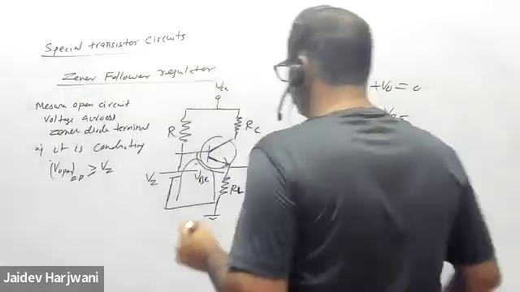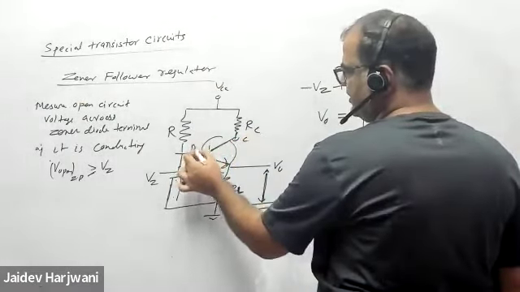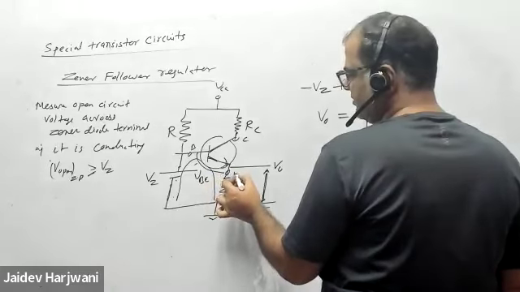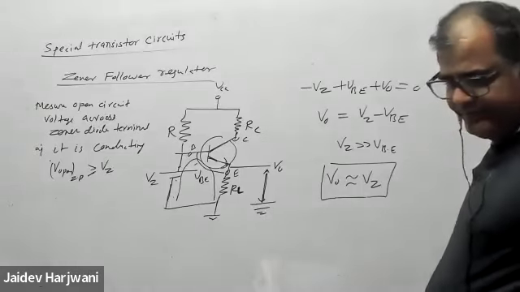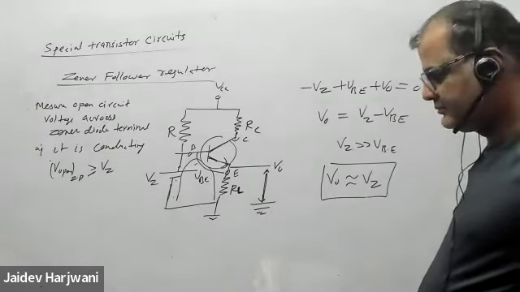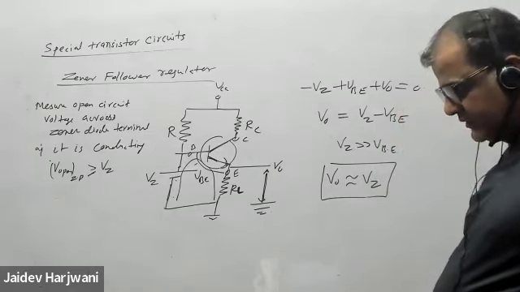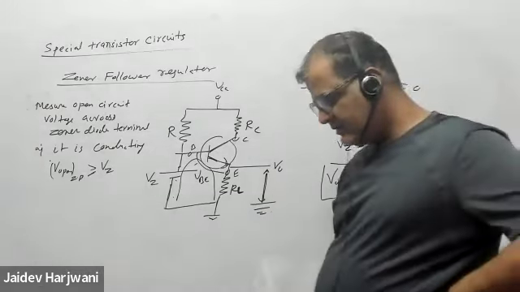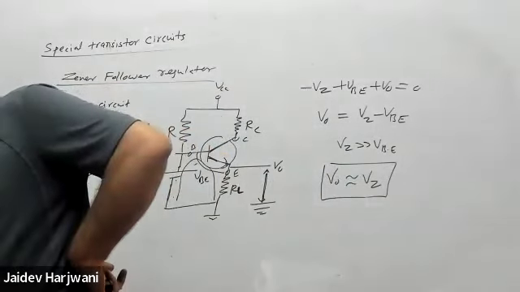So this is your C, this is your B, and this is your emitter terminal. Now let us solve some problem based on this circuit.